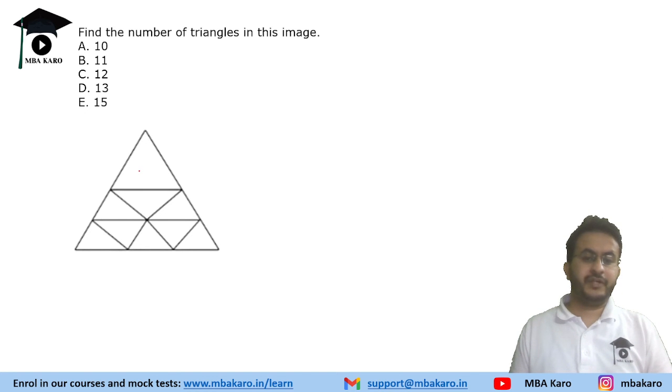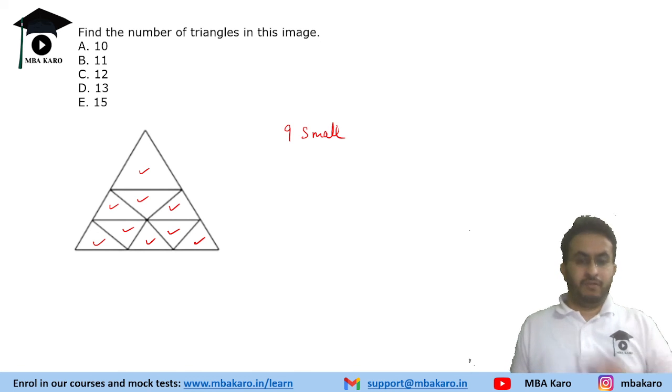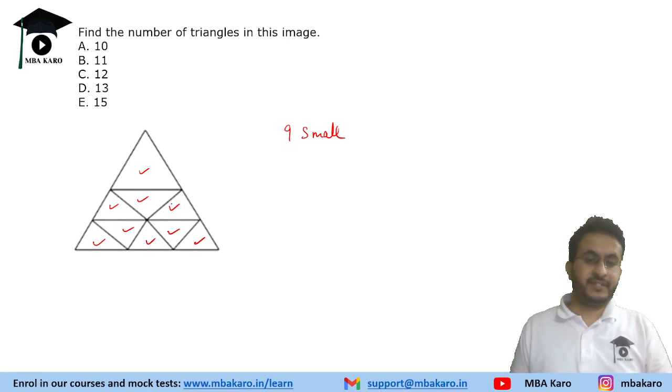Now first of all, counting triangles: 1, 2, 3, 4, 5, 6, 7, 8, 9. Right? 9 small triangles. Now I'll tell you a possible mistake. Some people might have counted this as a triangle. This is not a straight line. Suppose this was a straight line like this. Then you would have counted this as a triangle. If you notice, it is not a straight line, right?